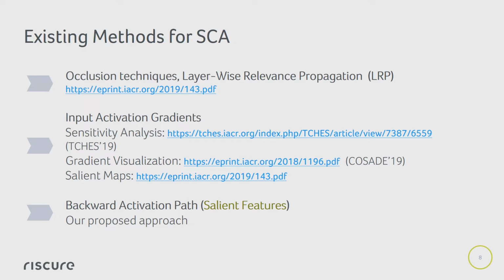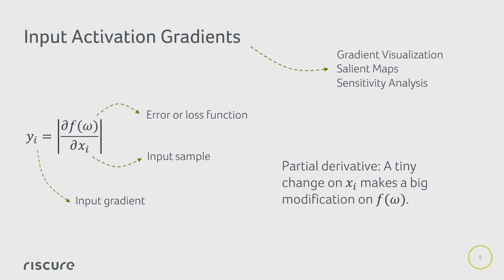But we also proposed something else, that is this backward activation path that I will show in one slide, a picture of how it works. And then we say that what this method detects are salient features. So the two results that I showed before, one is salient features, and the other is activation gradients. So input activation gradients is very simple to understand.